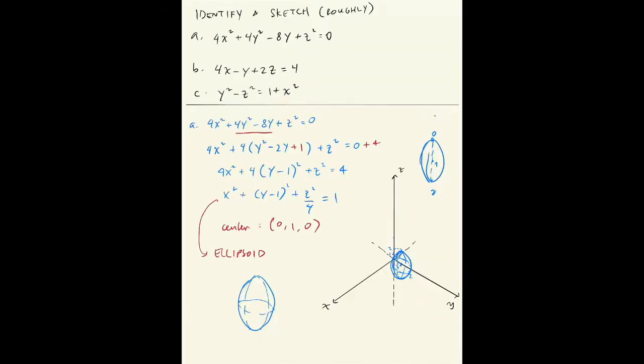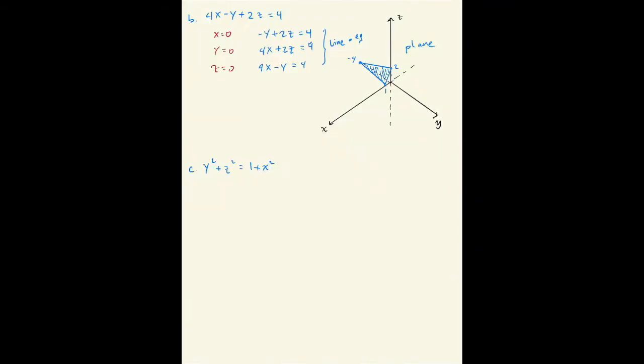Number C is correct, right? Number C: y squared plus z squared equals 1 plus x squared. So let me write this. Yeah, hyperboloid. So it should be a hyperboloid of one sheet.